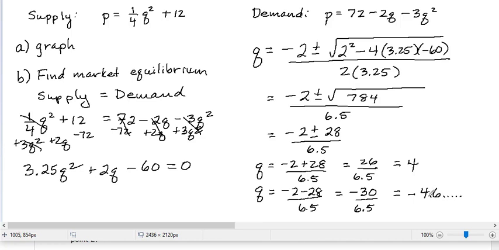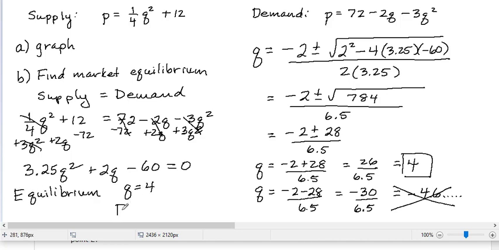In the context of this problem, q is the number of units that are being produced, and I can't produce a negative number of units, so this answer gets thrown out. I only have one value for the quantity, which is 4. This was at equilibrium. Quantity is 4, then I need to know what the price was.